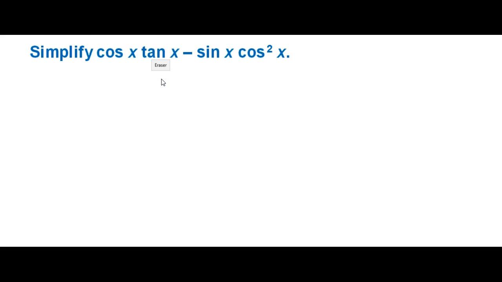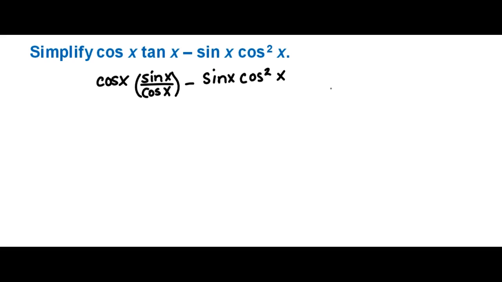Sometimes in our simplifications, you might need to go a little bit further and even use factoring. So here we have cosine x times tangent x minus sine of x times cosine squared of x. If we rewrite this a little bit, as cosine of x, we know that tangent is sine of x over cosine x. That's kind of a useful trick to write everything in terms of sines and cosines. So we also have minus sine of x times cosine squared of x.